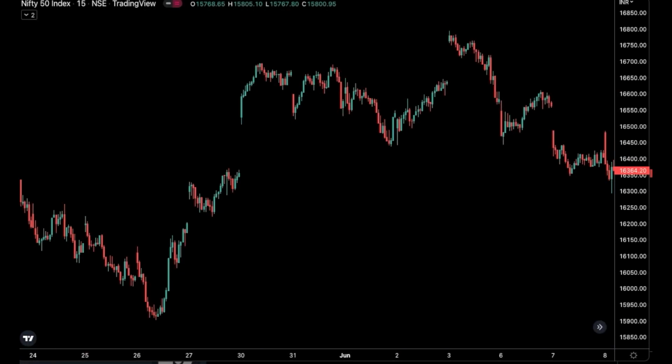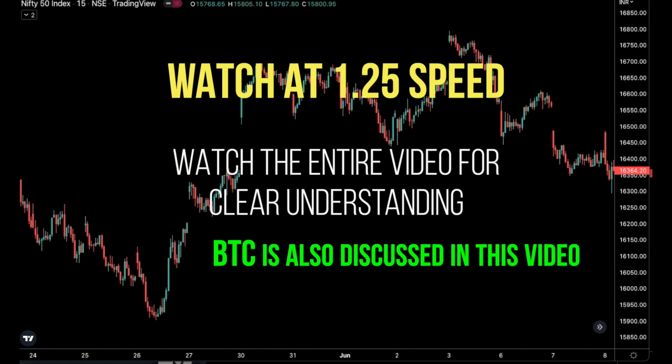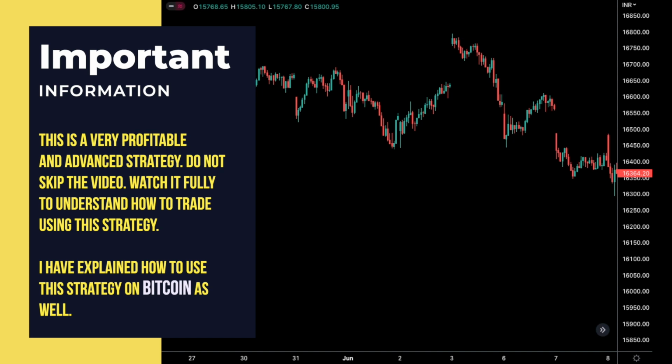Hello, let's take a look at yet another trading strategy which is really very profitable, and I haven't seen anybody use this strategy as of now. This is a 15 minutes chart and we'll start plotting indicators on top of this.